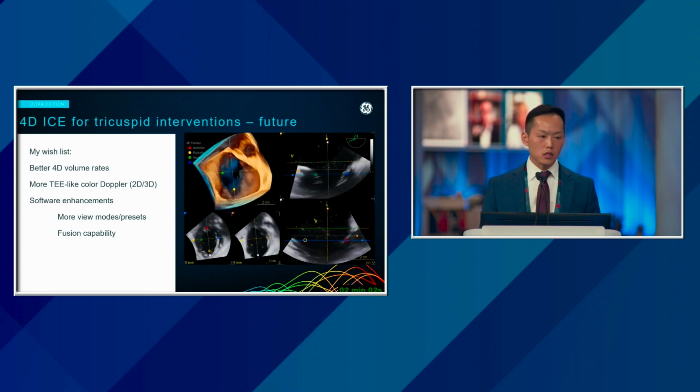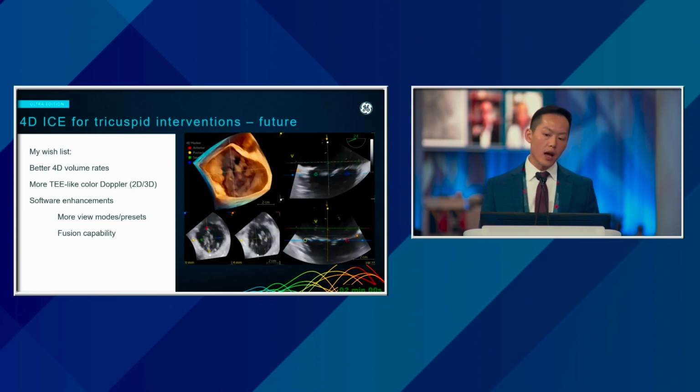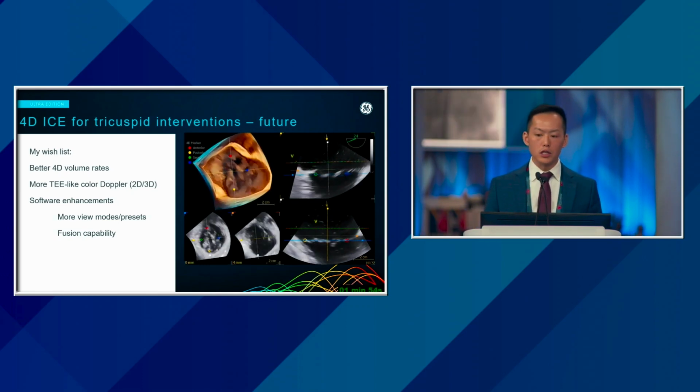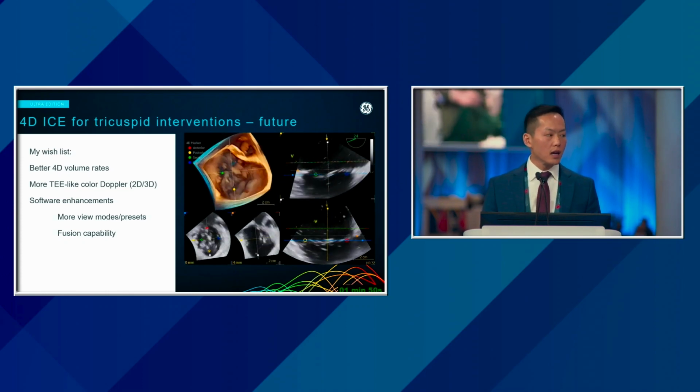So, we saw the special view sets that we had, for example, the dual short axis view. And then as new technologies come around, there may be other imaging needs where special presets and other setups would be very, very helpful. And then lastly, fusion.